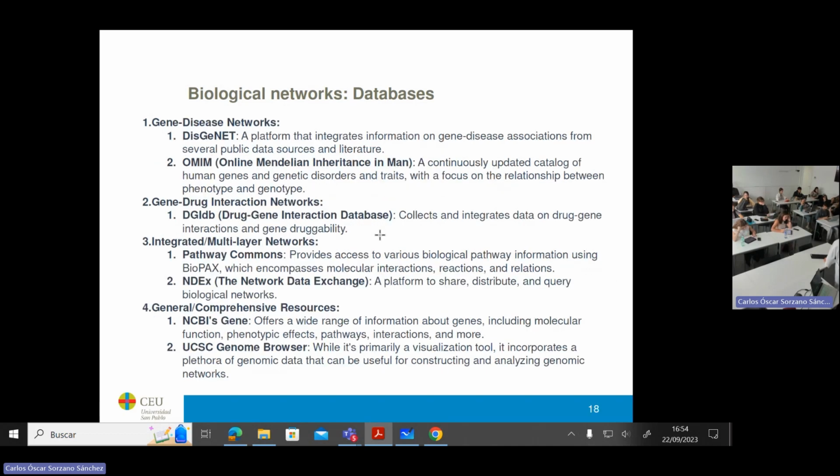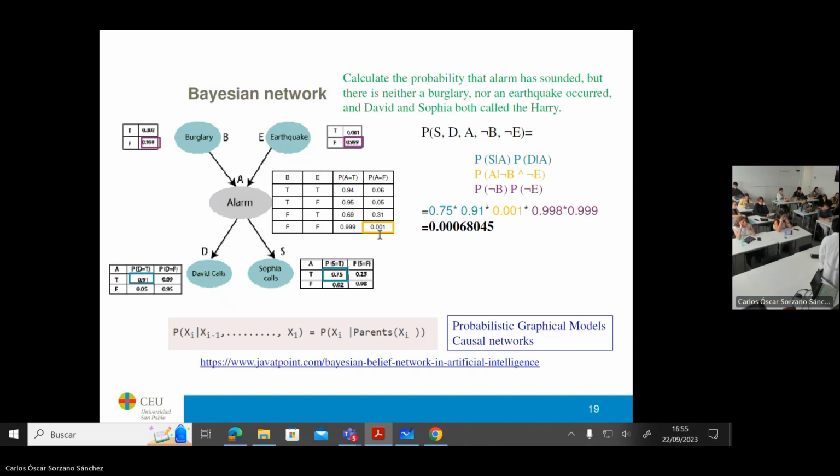Actually, there is too much information, I would say. It is difficult to navigate in all these databases. There are gene disease, gene drugs, again, integrated multi-layer networks. And somehow this NCBI is the National Cancer Bioinformatics Institute or something like that in the US. And it tries to gather much information from many different databases and present it in a homogeneous way.